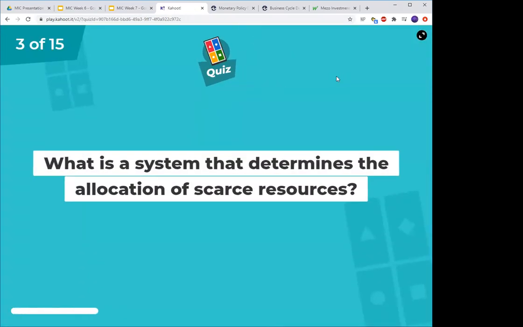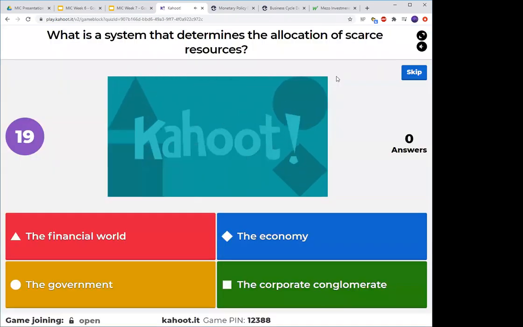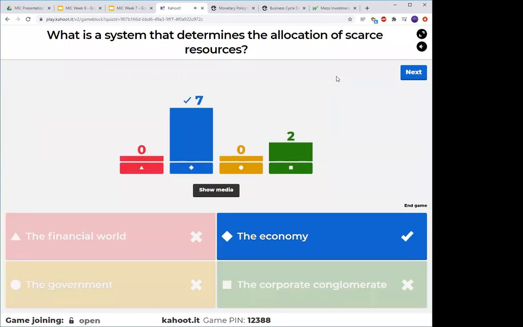All right, question 3. What is the system that determines the allocation of scarce resources? The economy is the system that determines the allocation of scarce resources. It's good that most of you guys got this one.